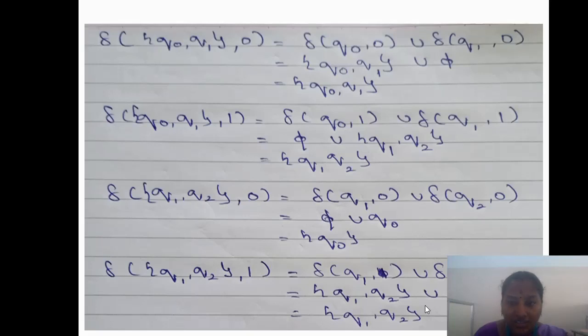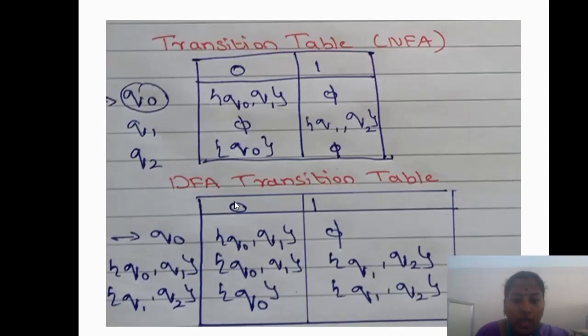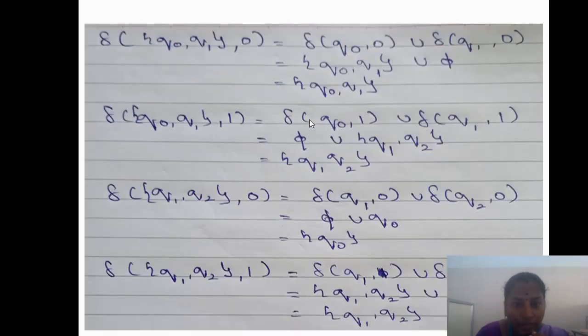So how will we construct this using the transition representation? How we will evaluate is, delta of Q0, Q1, if it is 0, where does it go? It goes to Q0 and Q1, union of phi, so it moves to Q0 and Q1. Next, for the transition of Q0 Q1, if it is 1, you will perform the union of delta of Q0 if it is 1, union delta of Q1 if it is 1. The union operation gives Q1 and Q2.